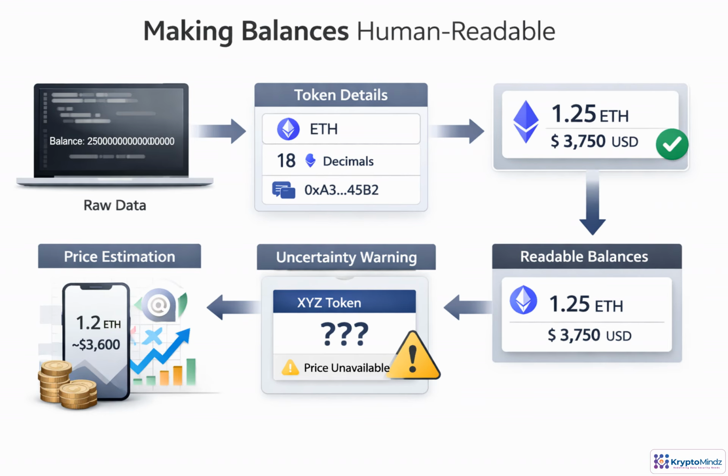Smart contracts return balances as raw integers, not user-ready amounts. The assistant needs to read the token's decimals and convert that raw value into normal units. Then it adds metadata, such as symbol and contract address, so the user knows exactly which asset is being shown. If a dollar value is helpful, the assistant can estimate it using pricing APIs or liquidity data. When price or metadata is missing, it should say so clearly instead of implying certainty.